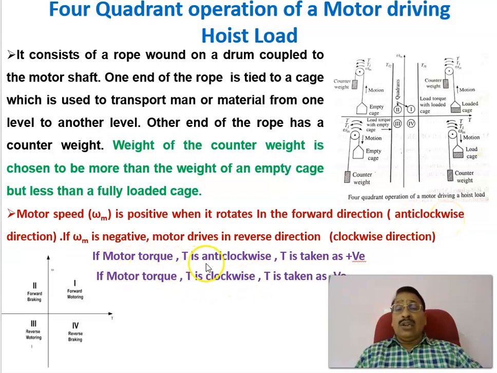Now, if the torque produced by the motor is anti-clockwise, T is taken as positive, and if the motor torque is clockwise, T is taken as negative. Therefore, if the motor is running anti-clockwise, omega m is positive, and the anti-clockwise torque is also positive. If the motor is running clockwise, omega m is negative, and if torque acts in a clockwise direction, it is taken as negative. These are the polarities of T and omega m.